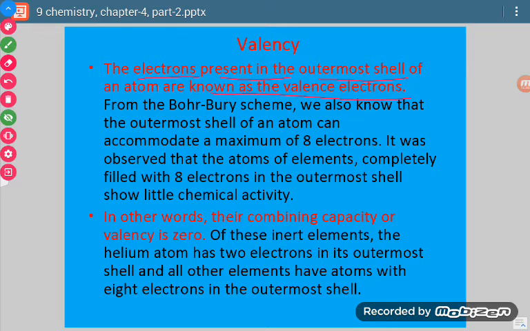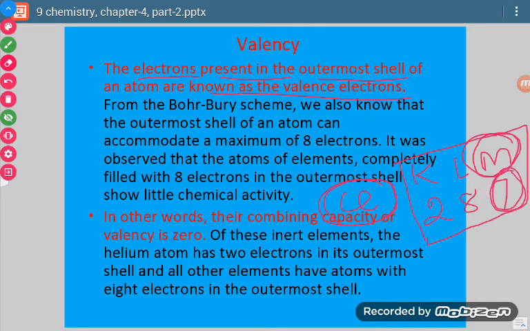Let us write for chlorine. For chlorine the atomic number is 17. So what will be the electronic configuration? K2 L8 M7 and N is vacant. Okay, now how many valence electrons are there? For any atom I have to see the electronic configuration, and in that I have to see the outermost shell. In this case the outermost shell is the M shell. So how many electrons are there? 7 electrons. So I will say the number of valence electrons for chlorine is equal to 7.